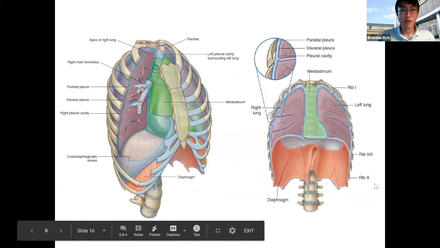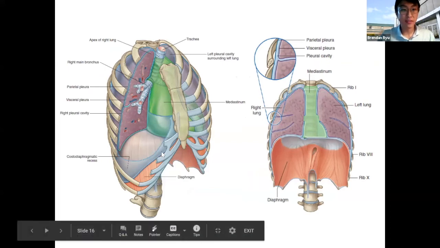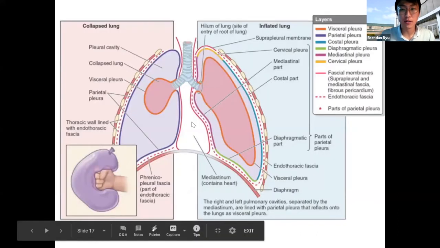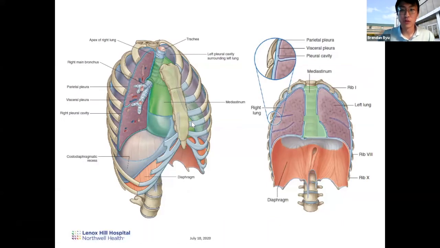And this is just for you guys to feel with your eyes. This is one of those diagrams I want everyone to feel with your eyes. You see the thin layer of the pleura surrounding the lungs. And the green layer is something we'll be talking about next week, and that's the mediastinum. So that's a little preview for next week. And we can move along.